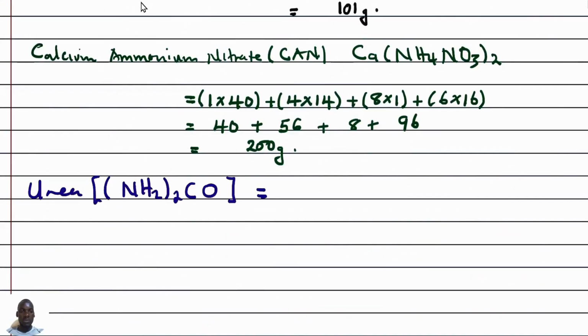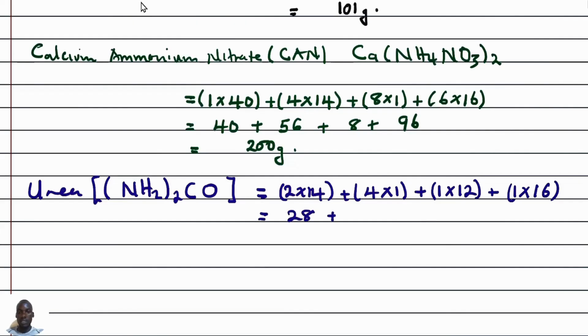So its molecular mass is going to be, now there are 2 atoms of nitrogen multiplied by the RAM of nitrogen, plus 4 atoms of hydrogen multiplied by the RAM of hydrogen, which is 1, plus 1 atom of carbon multiplied by 12, which is the RAM of carbon, plus 1 atom of oxygen multiplied by the RAM of oxygen, which is 16. Once I simplify, this gives me 28 plus 4 plus 12 plus 16. Altogether when added, I'm getting 60 grams.